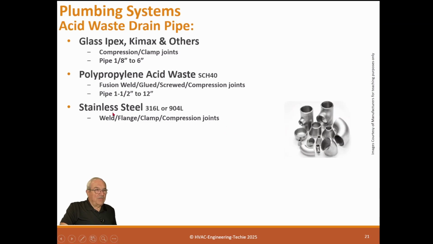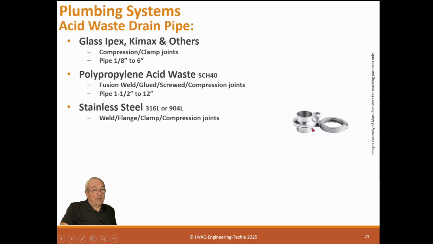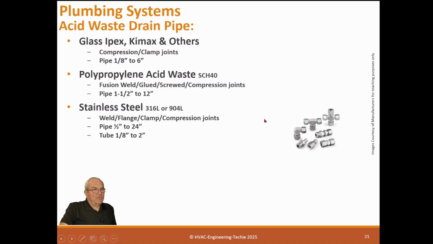And this stainless steel is used a lot in the food industry, even though it's not acidic. But it's used for different purposes. This happens to be a clamp system, which is used in food processing manufacturing or drug processing manufacturing. And this is CIP, cleaned in place. It's cleaned in place, so they have clamp fittings that can be opened, and they're normally cleaned with steam. Pipe 1/2 inch to 24 inch. Tube 1/8 inch to 2 inch.